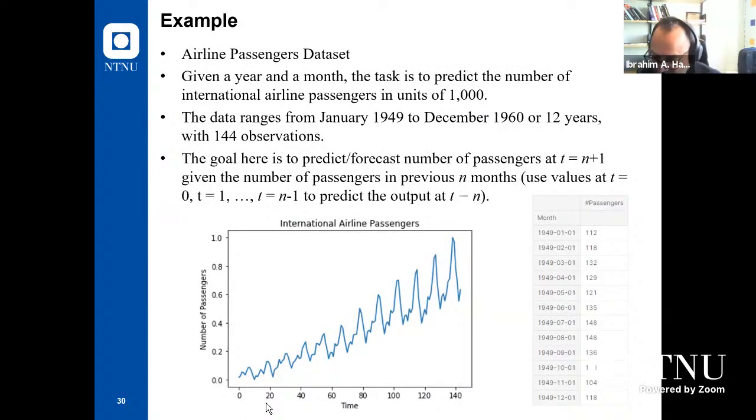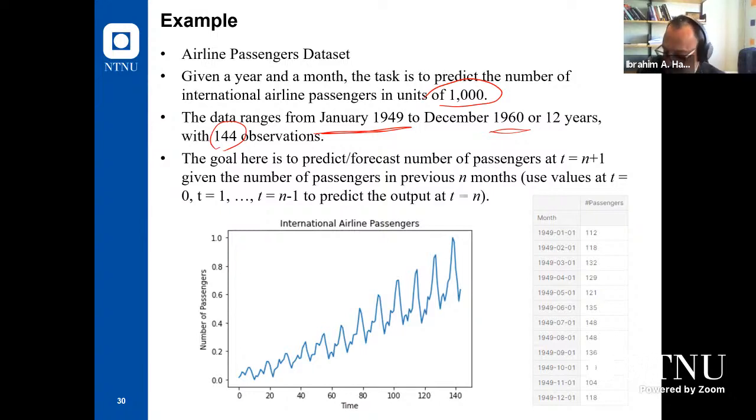We had this example last time, the airline passenger dataset. We have this dataset from January 1949. This is the number of passengers in 1,000, over 144 months from January 1949 to December 1960. So it's 12 years of data with 144 observations. When we plot it, it will look like this. Here we have time, or months, and this is the number of passengers in 1,000. This is my time series dataset.